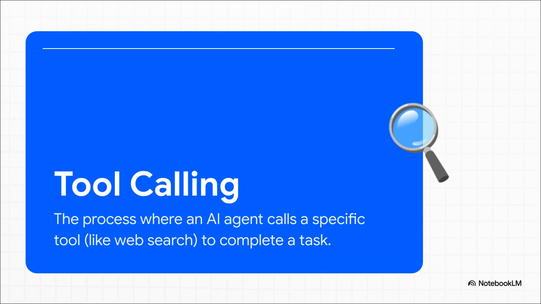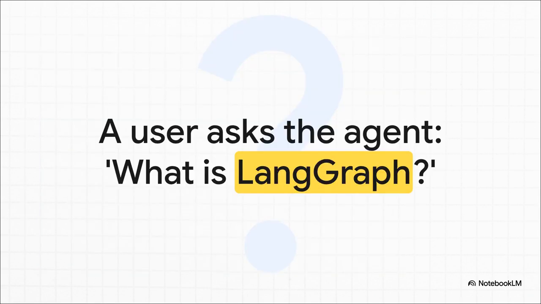A language model by itself can't browse the internet. It can't do math. It's just really good with words. But we can teach it to recognize when it needs one of those skills. And when it does, it can call the right tool for the job to go get the information or perform the calculation it needs.